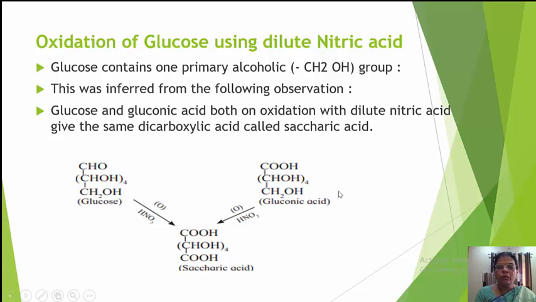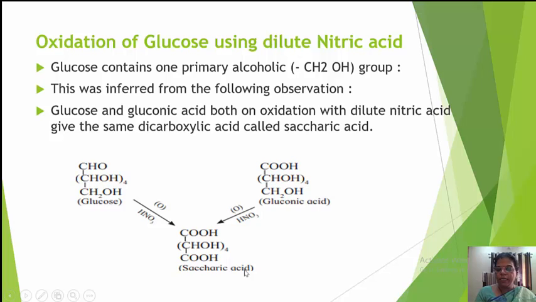Now this is gluconic acid. This gluconic acid is obtained when glucose undergoes oxidation in presence of a mild oxidizing agent like bromine water, that is COOH, CHOH 4 times, CH2OH. And when this gluconic acid undergoes oxidation in presence of dilute nitric acid, then here this primary alcohol group is converted into carboxylic acid group. That is, here formation of saccharic acid takes place.